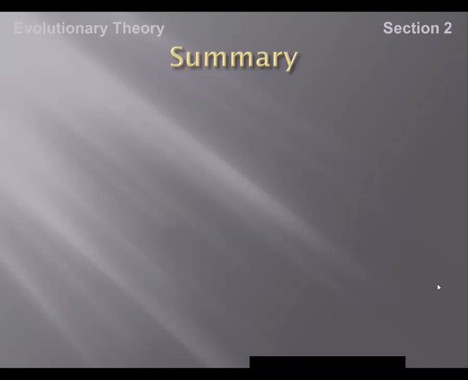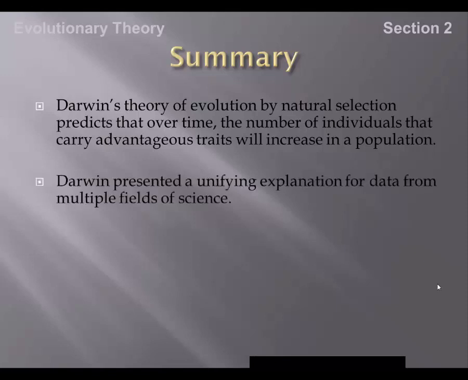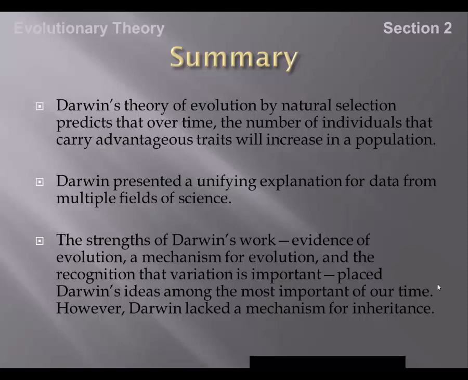So in summary, Darwin's theory of evolution by natural selection predicts that over time, the number of individuals that carry advantageous traits will increase in a population. Darwin presented a unifying explanation for data from multiple fields of science. The strengths of Darwin's work include evidence of evolution, a mechanism for evolution, and the recognition that variation is important. Placed Darwin's ideas among the most important of our time. However, Darwin lacked a mechanism for inheritance.